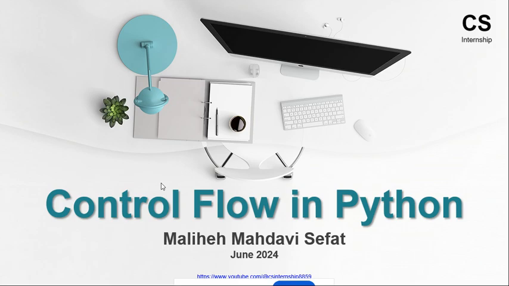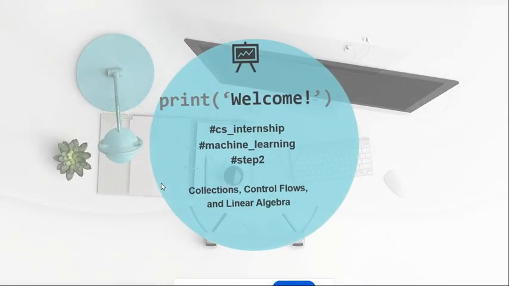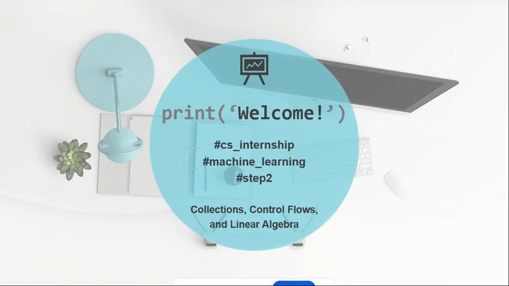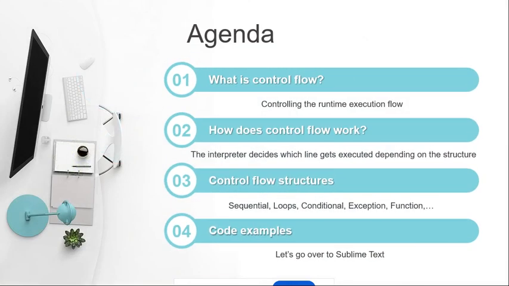This is the final task of step 2 machine learning path CS internship program. Our agenda today is to explain what is control flow, when and how does it happen, see various control flow structures in Python, and to check out some code samples.